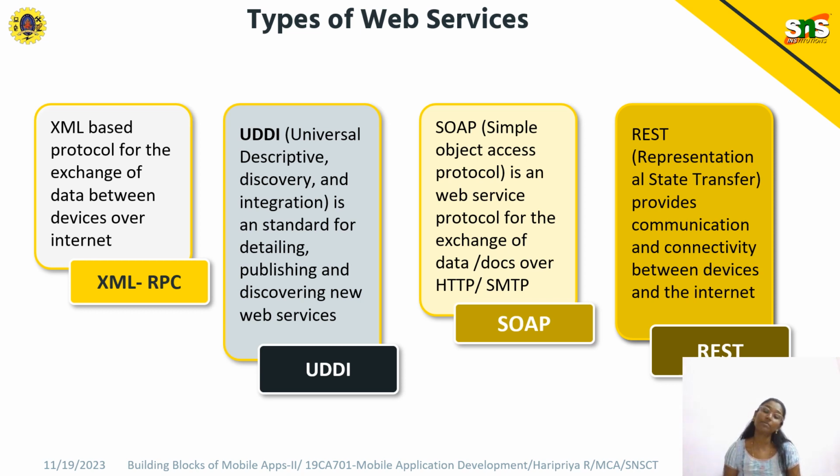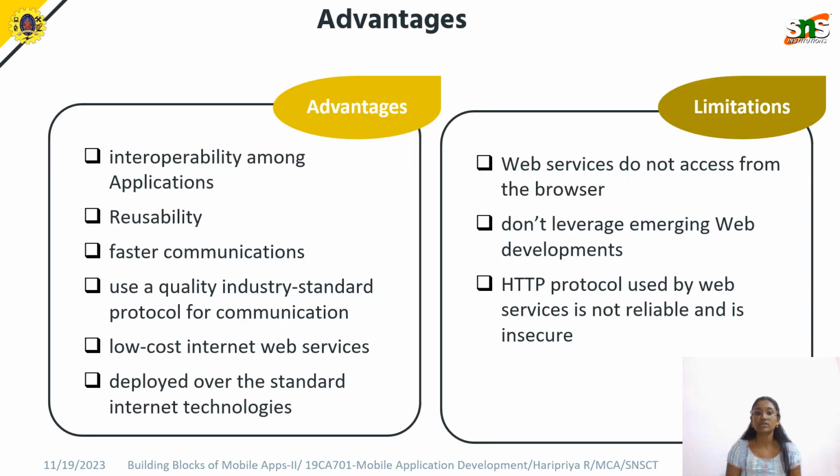REST works on connectivity and communication from one service to another server. That is the REST API, and it works on that. Next, I will give the advantages and the limitations. Already we know, I will just recall the protocol communications: low cost, easy to use, and reusability. These are the advantages we have with these.